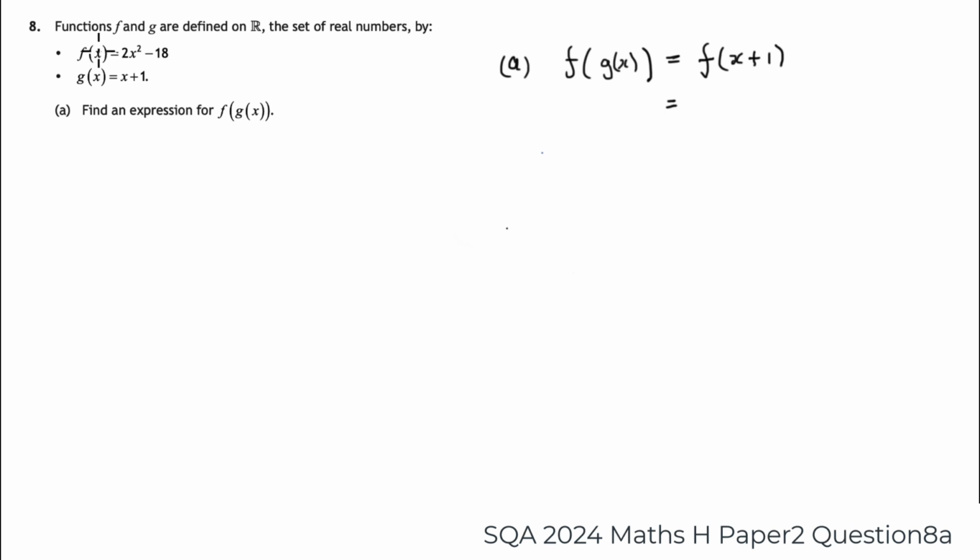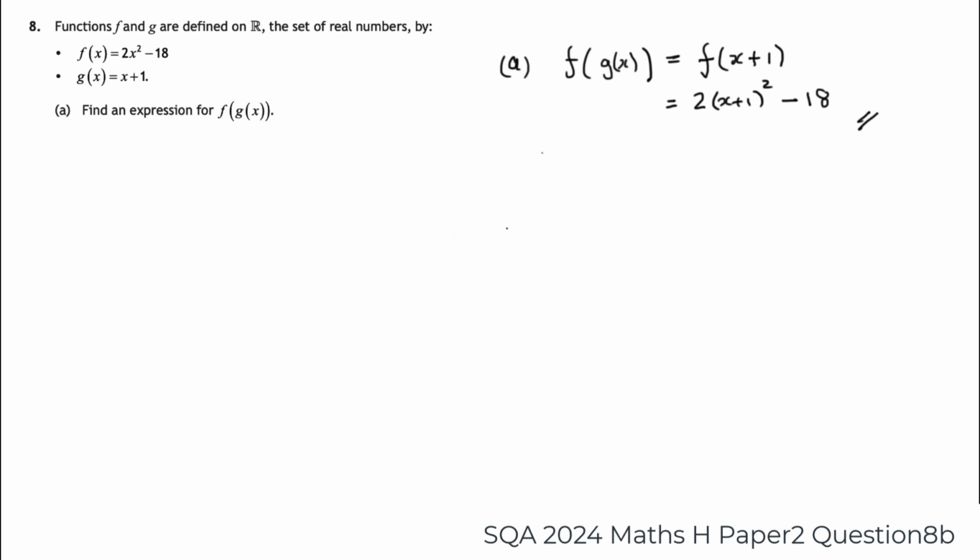Now, what the function f does to a number x is it squares it, multiplies by 2 and subtracts 18. So that's what's going on to x plus 1 instead of x. We're squaring x plus 1, doubling it, and taking away 18. So we're replacing x in this formula by x plus 1. So that's an expression for f of g of x.